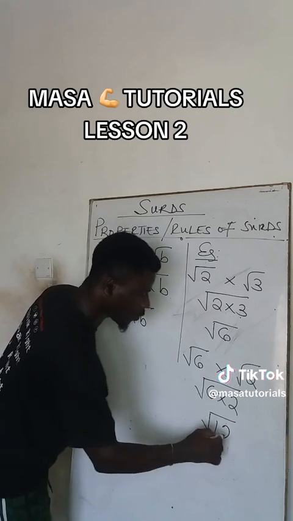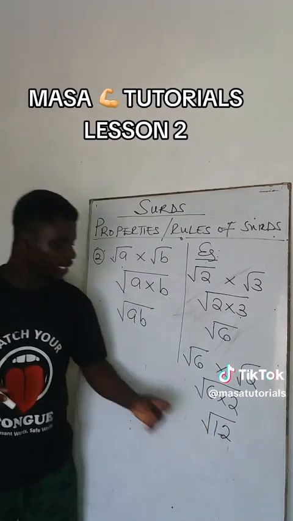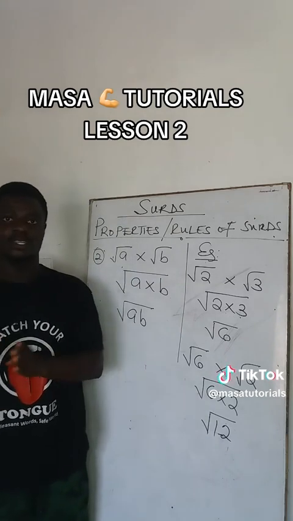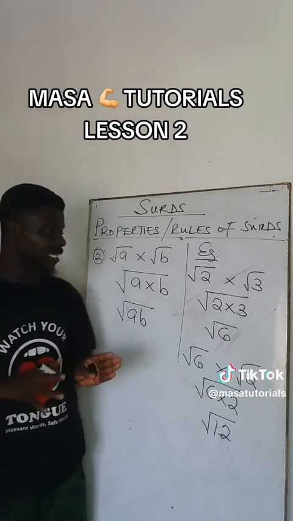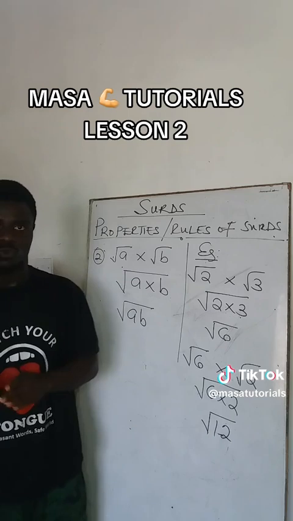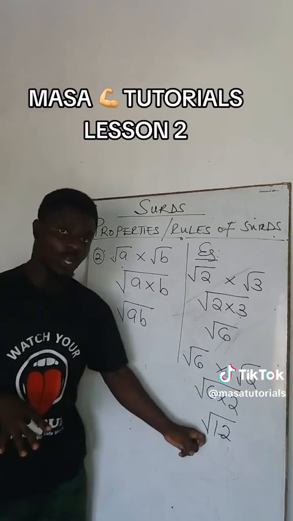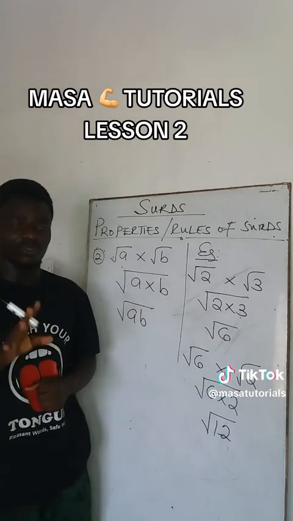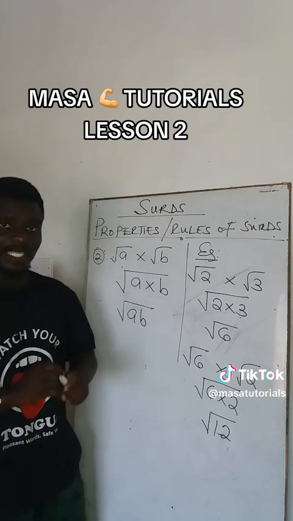That's square root of 12. Now, let's see how best we can simplify square root of 12. If you don't understand, please play back the video for better understanding. I've done this in my previous video, how to simplify a surd.